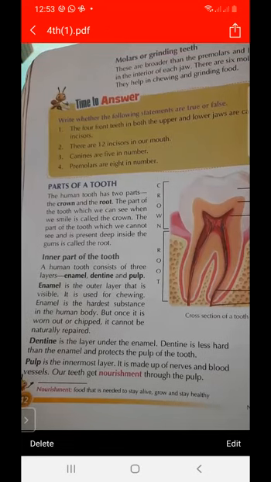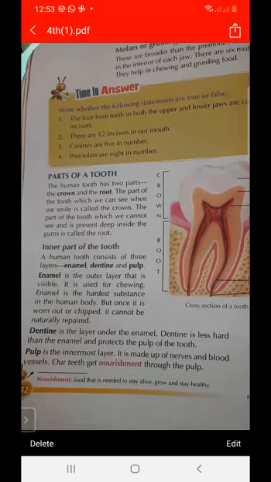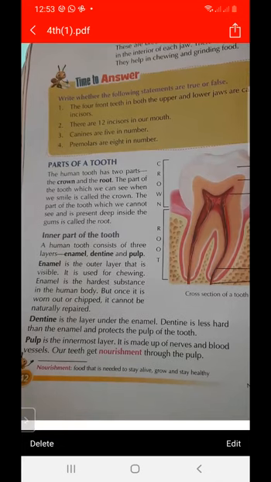So what are the inner parts of the tooth? First is enamel, then dentine, then pulp. First is enamel. What do you mean by enamel? It is the hardest substance. It is the outer layer that is visible, and it is also used for chewing. Enamel is the hardest substance in the human body, and we cannot naturally get it back. Next is dentine, and then pulp.